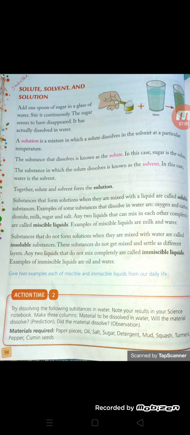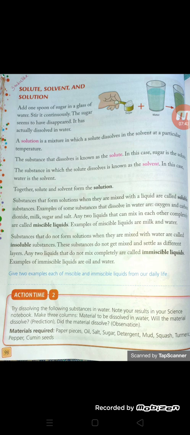From the above example, we can easily see that when sugar is mixed in water, sugar is the solute, water is the solvent, and the mixture that is formed is known as the solution. Now, substances that form solutions when they are mixed with a liquid are called soluble substances. Examples of some substances that dissolve in water, which are completely mixed into liquids, are oxygen, carbon dioxide, milk, sugar and salt.